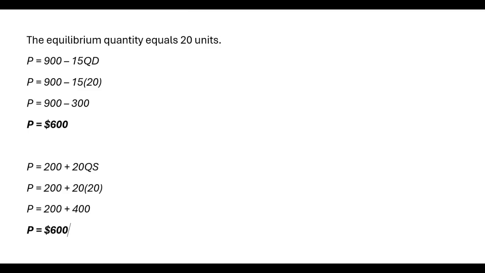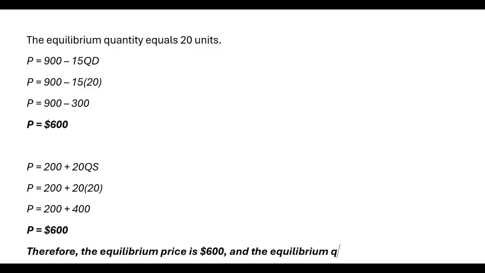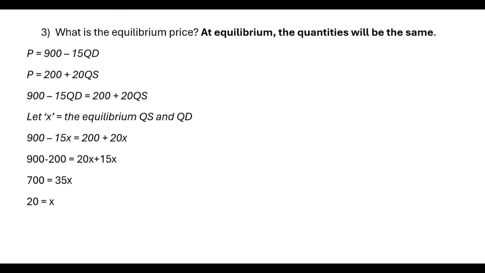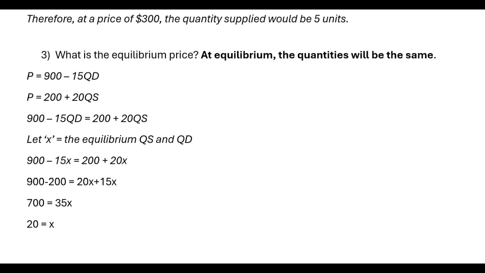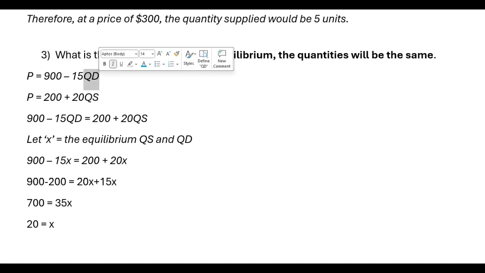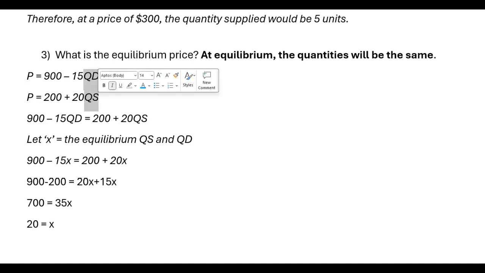So now I know my equilibrium price. Equilibrium price is $600, and the equilibrium quantity is 20 units. All right, and so that's it. It's a fairly straightforward algebraic problem set. The only real difficulty would just be remembering this step, where if you're solving for equilibrium, you want to equalize the quantity demanded and the quantity supplied. So you want to say that those are equal to one another.